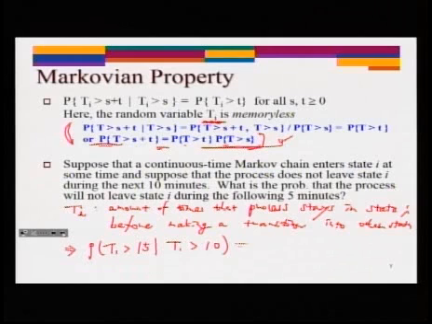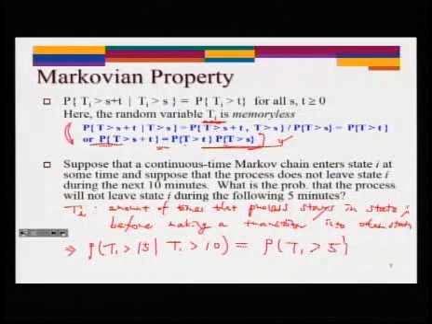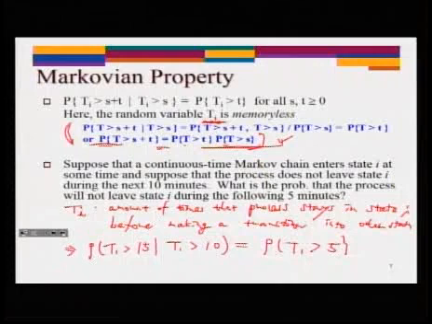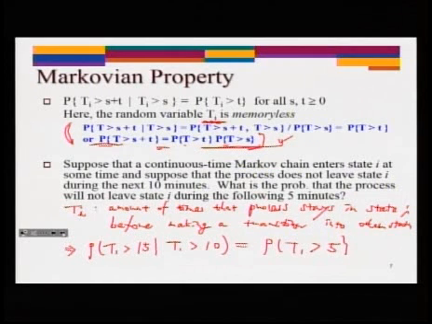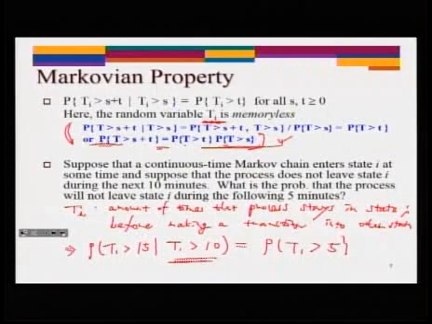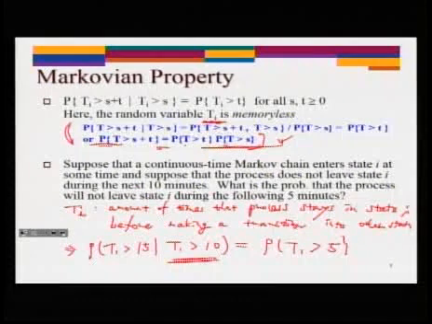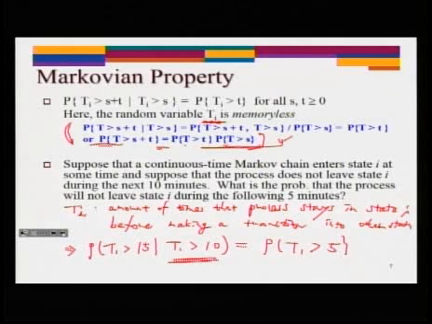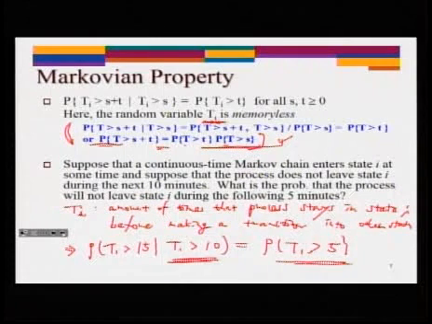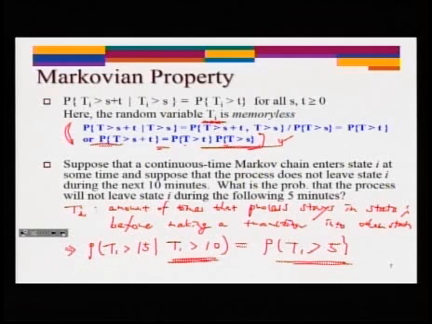And because of the memoryless property, this becomes this, right? Because the process is in state i at time t equals 10. By the memoryless, Markovian property, it follows that the probability it remains in that state during the interval between 10 and 15 is just the unconditional probability that it stays in state i for at least 5 minutes. Okay? Does that make sense? Okay.